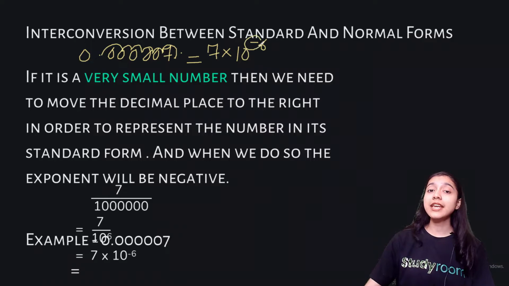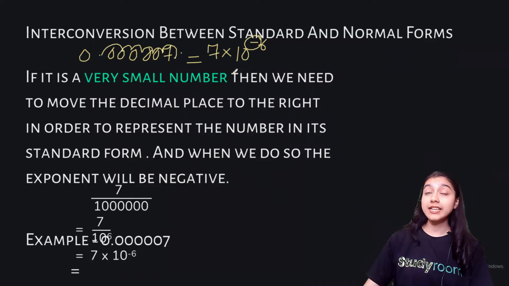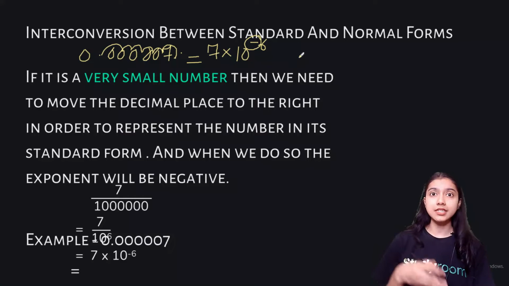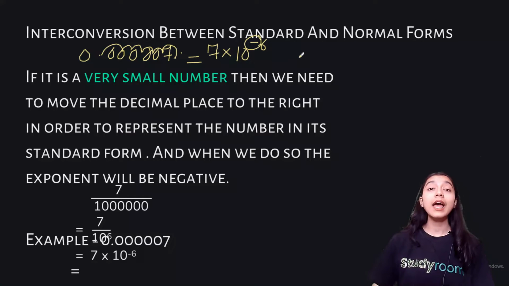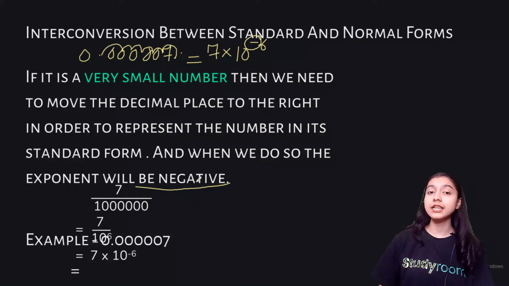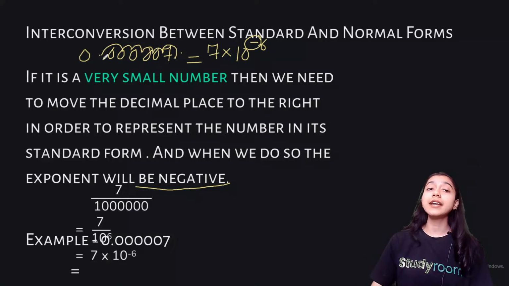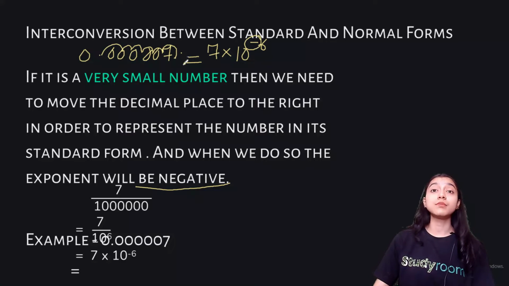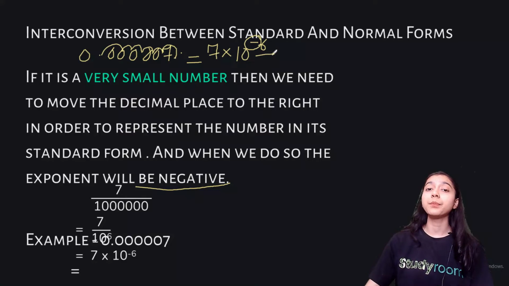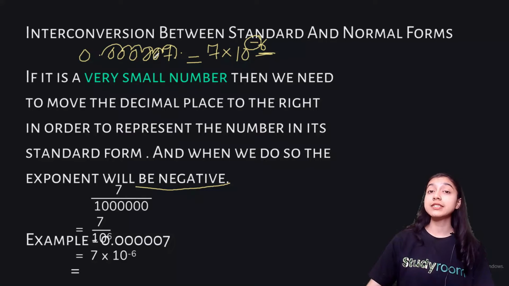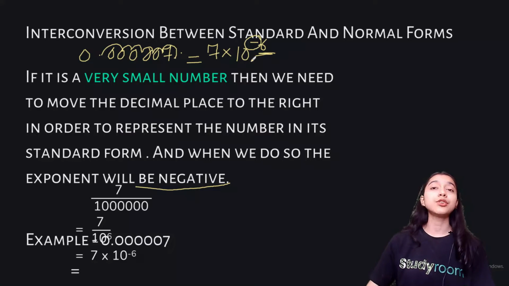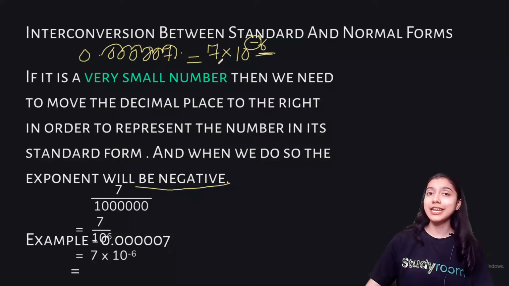This minus sign is taken because we are expressing a smaller number. So in expressing a smaller number, the decimal shifts towards the right hand side and the exponent takes a negative sign. It will always take a negative sign. And another important thing is that the number of places the decimal is shifted will become the power. That is, we have shifted 6 places towards the right, so the power of 10 will be 6 and it will take a negative sign.